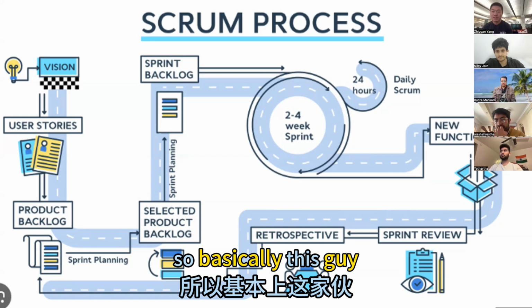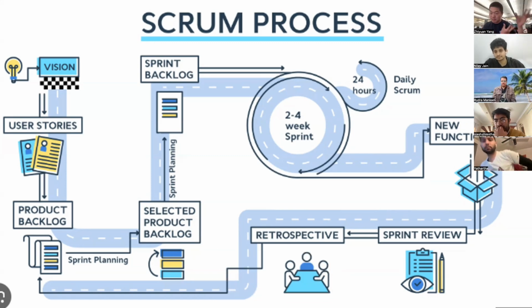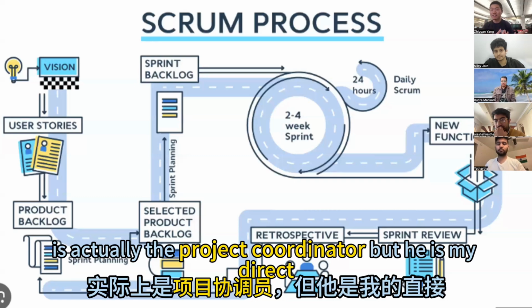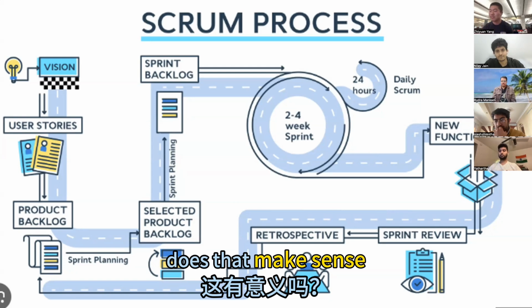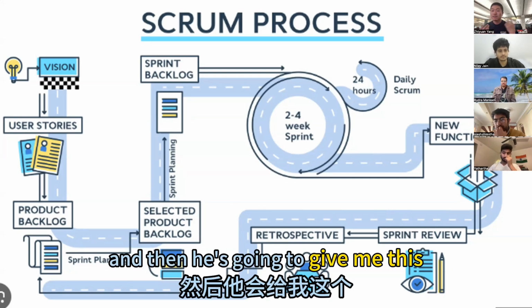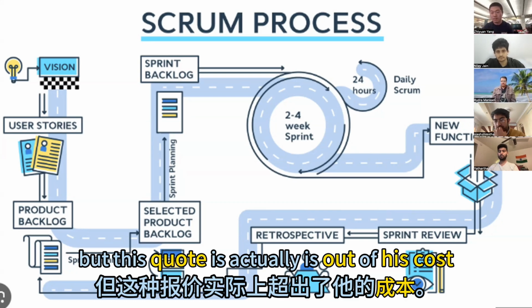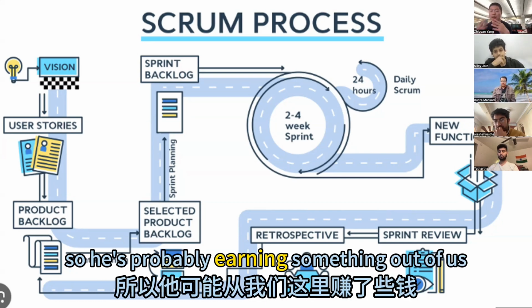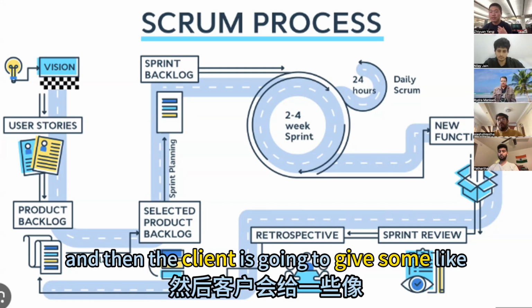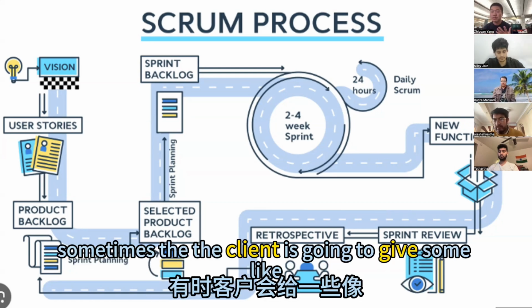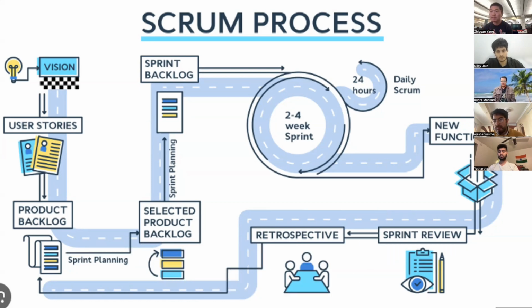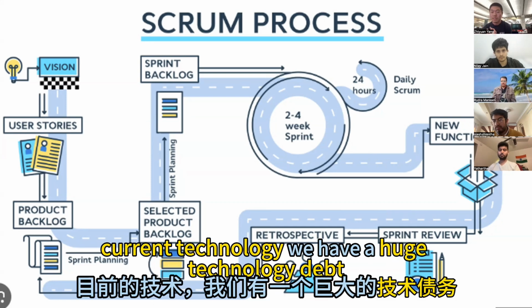So basically, this guy in between the real client is actually the project coordinator, but he's my direct client. Does that make sense? He's going to give me this quote, but this quote is actually out of his cost, so he's probably earning something out of us. And then sometimes the client gives some very difficult tasks that we are unable to finish, or the current technology, we have a huge technology debt.